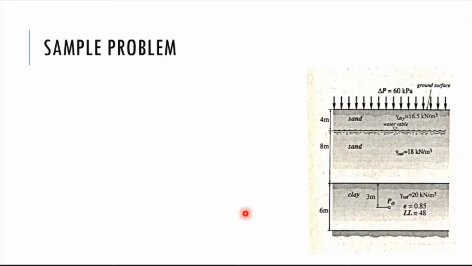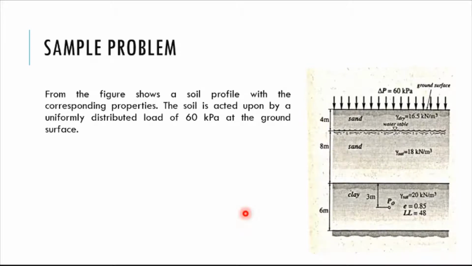So let us solve a primary consolidation settlement problem here. In order for us to understand more of primary consolidation, let us consider this sample problem. This is the figure, and the figure shows the soil profile with the corresponding properties. The soil is acted upon by a uniformly distributed load of 60 kPa at the ground surface. So this 60 kPa is the additional load, and this is the cause of the settlement of this clay layer.